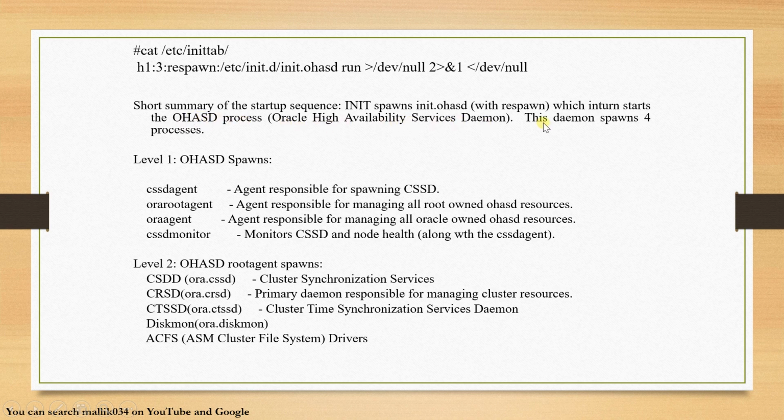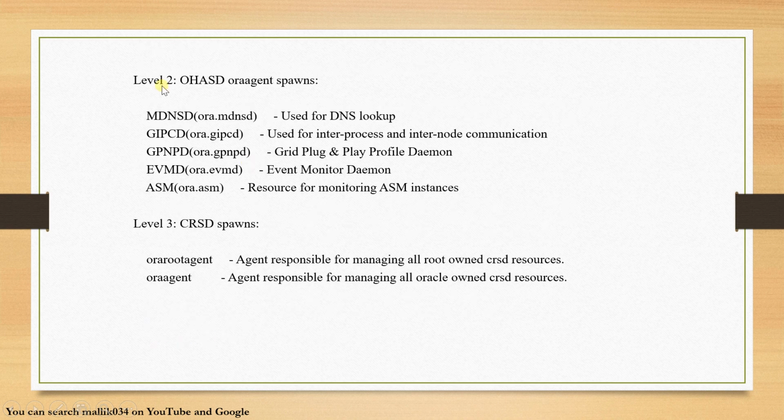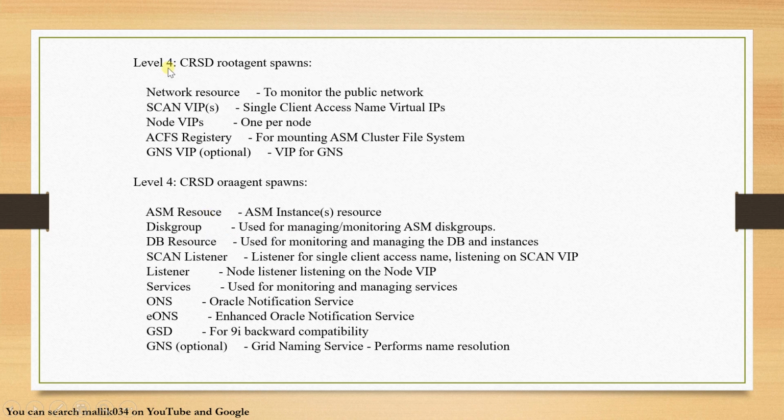This OHASD daemon will spawn 4 processes: CSSD agent, Ora root agent, Ora agent, and CSSD monitor at level 1. And at level 2, OHASD will spawn MDNSD, GIPCD, GPNPD, EVMD, and ASM. And at level 3, CRSD will spawn Ora agent and Ora root agent. And then at level 4, CRSD root agent spawns the network service, SCAN VIPs, Node VIPs, ACFS registry, and GNS VIPs. And CRSD will also spawn the listeners and other processes: ASM resource, Diskmon, DB, SCAN, so many processes.